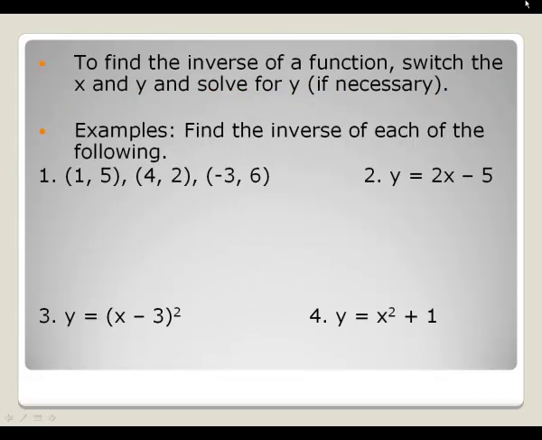To find an inverse by hand, you switch the x and the y, and if it's an equation, then you re-solve the equation for y.